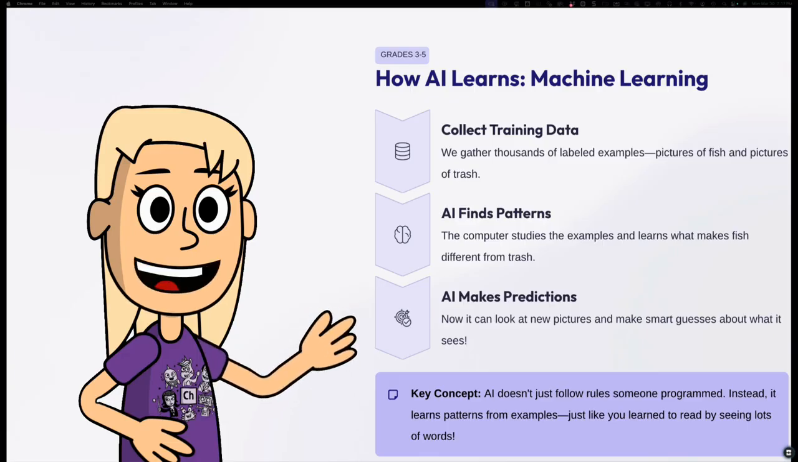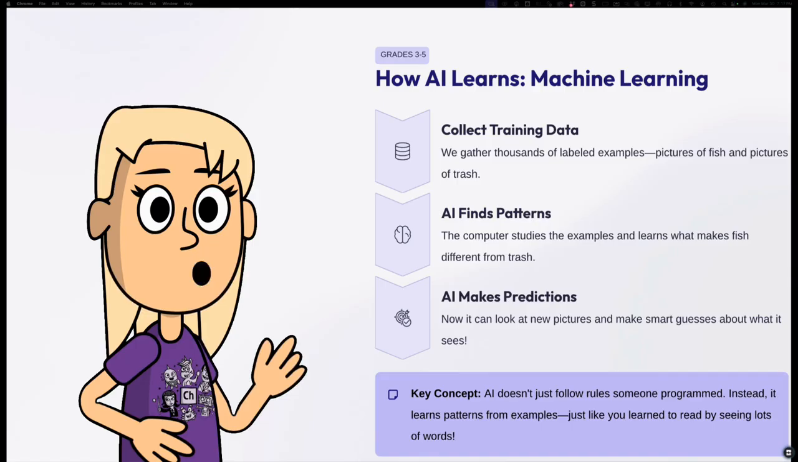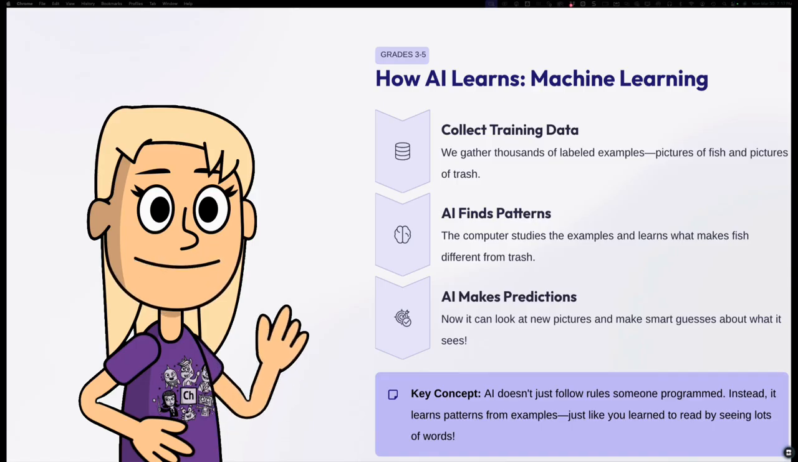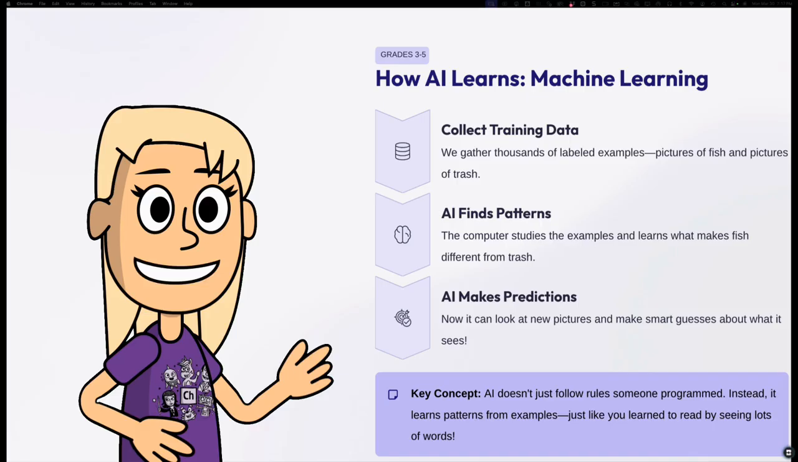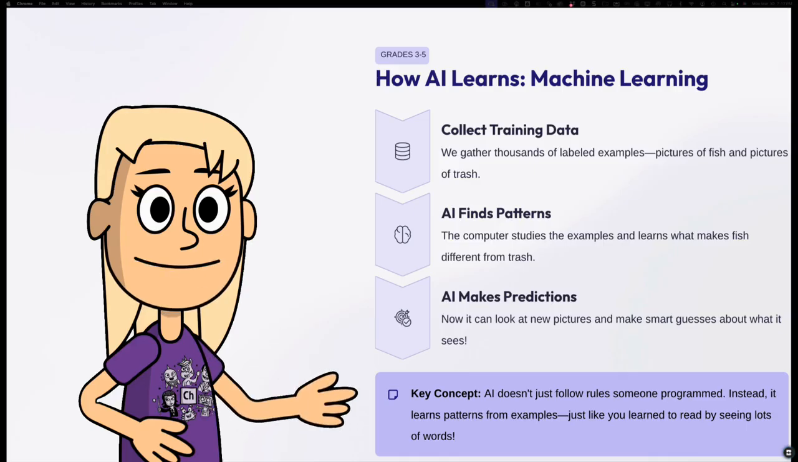How AI learns is called machine learning. It collects training data, and then the AI finds patterns in that data. And then the AI makes predictions based on those patterns. Key concept: AI doesn't just follow rules someone programmed. Instead, it learns patterns from examples, just like you learned by reading and seeing lots of words.